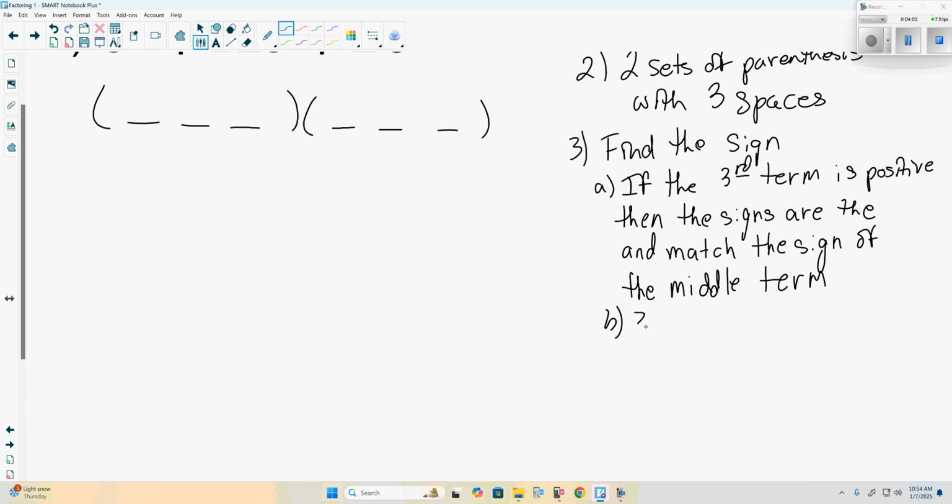And the other case is if the third term is negative. Then the signs are opposite. So if the third term is positive, then the signs are the same and match the sign of the middle term. If the third term is negative, the signs are opposite.